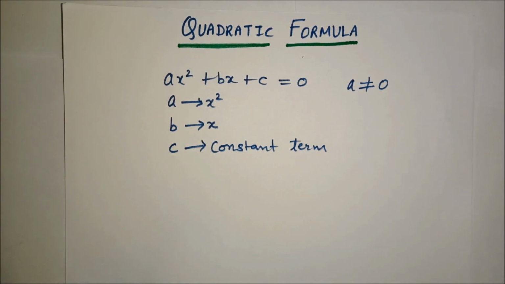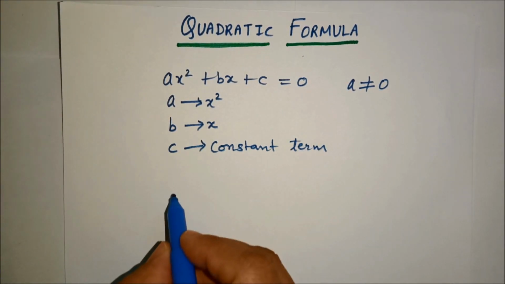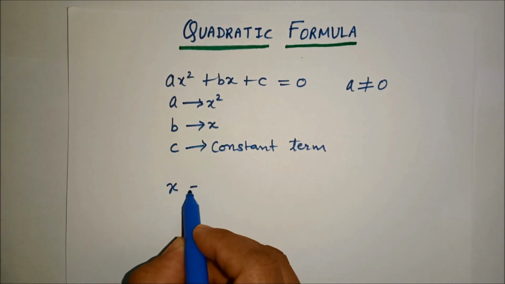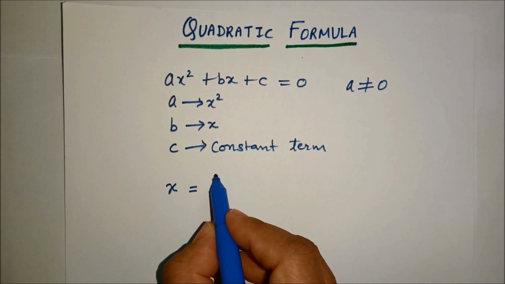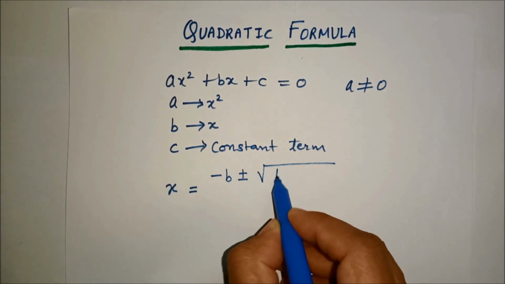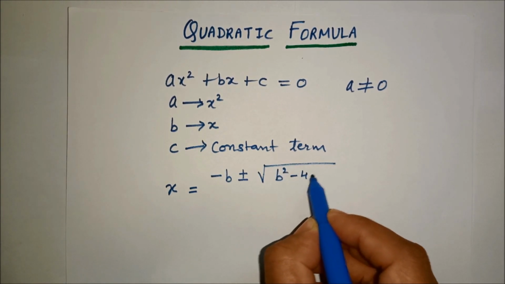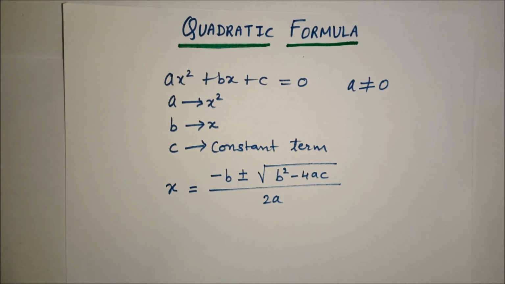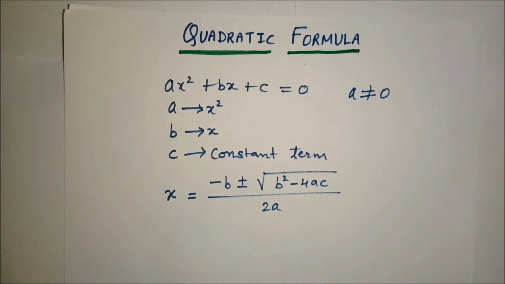Then we can write the quadratic formula for the value of x. x = (-b ± √(b² - 4ac)) / 2a. By this formula we can find roots or zeros or solutions of a quadratic equation.